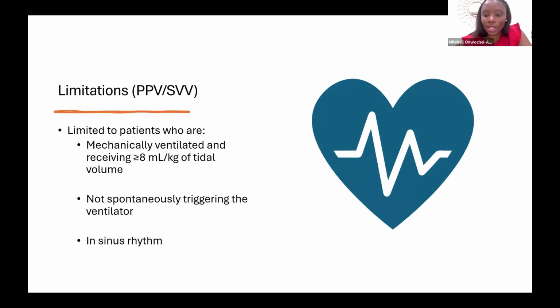So let's see. It sounds great. Why don't we use it on all our patients? Why is it not the standard of care to evaluate for hemodynamic variables, PPV and SVV? And it is because it has some limitations. It is limited to patients who are mechanically ventilated and in patients who are receiving at least 8 cc's per kilogram of tidal volume. So that already takes out a lot of our patients, especially during the COVID era. And these patients should not be spontaneously triggering the ventilator. They should also be in sinus rhythm with no arrhythmias. So again, it takes a lot of our critically ill patients out of the picture.